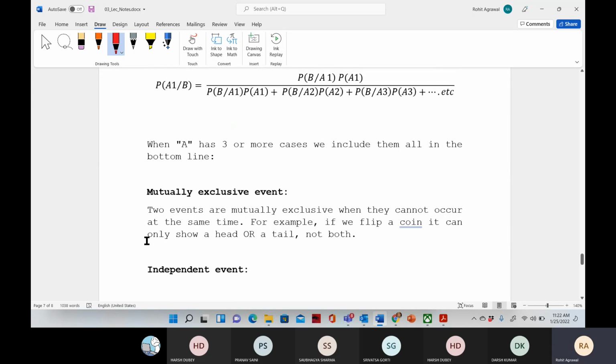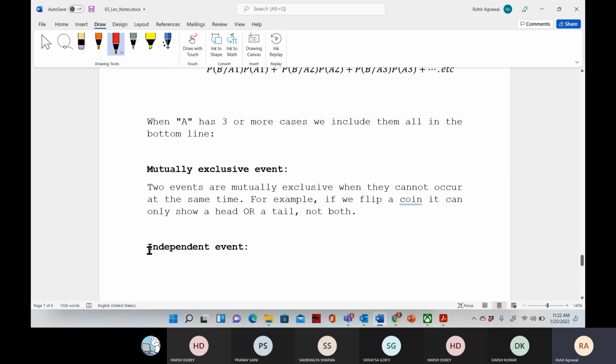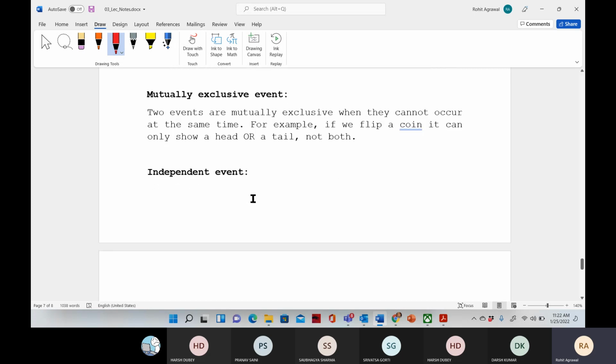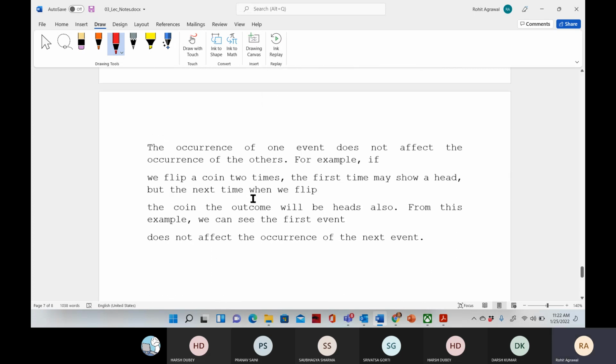I think all of you know what mutually exclusive events are. Two events are mutually exclusive when they cannot occur at the same time. ठीक है, just an example, you are flipping a coin. ठीक है, it is just an example, you know this. And the independent events, the occurrence of one event does not affect the occurrence of other events. So these are terminology used in probability. If we flip a coin 2 times, the outcome of the first will not depend on the outcome of the second. So this you can say are independent events.